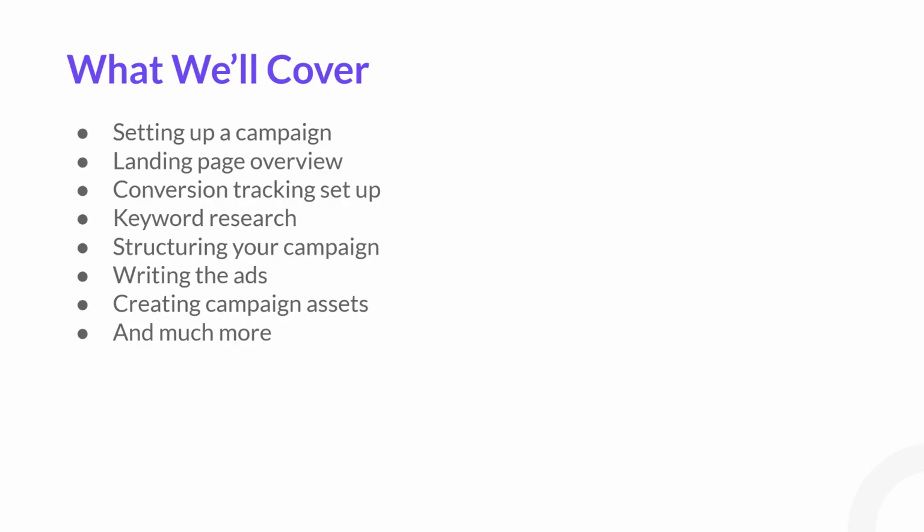So let's go over really quick what we're actually going to cover in this video. Number one, obviously setting up a campaign. We're going to do some landing page overview stuff. I'm not going to do step-by-step tutorials on how to build landing pages, because everybody's going to be on different landing page builders. I will link in the description below some videos going over landing page stuff, which I will talk about in just a little bit. We're going to go over conversion tracking setup in a very simplified way. Again, this is one of those things where I don't want to go too far down the rabbit hole. I'm going to keep it as simple as possible. We're going to go over keyword research, structuring your campaign, writing the ads, and also get into a little bit about how you can use ChatGPT to help you write the ads and come up with some ideas.